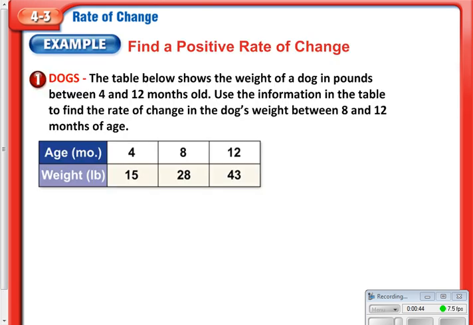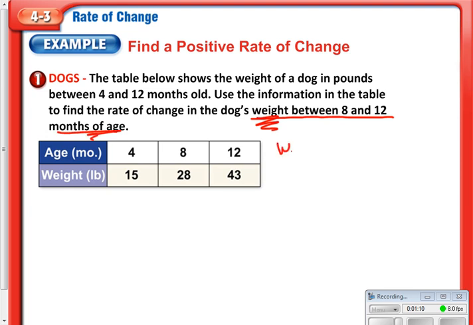How to find out rate of change? Well, first off, we're going to deal with the positive rate of change. What we need to look at, it says dogs. The table below shows the weight of a dog in pounds between 4 and 12 months old. Use the information in the table to find the rate of change in the dog's weight between 8 and 12 months of age. So it's talking about the dog's weight and the month of age.